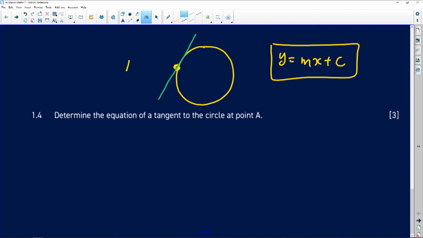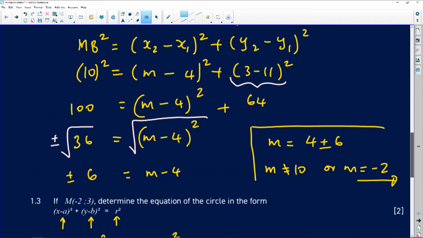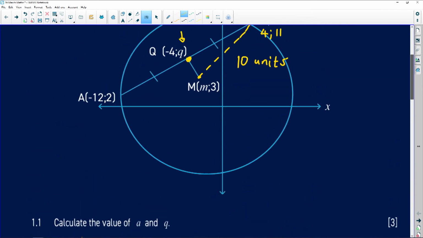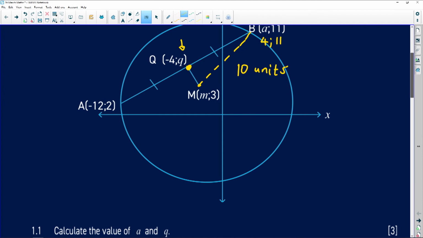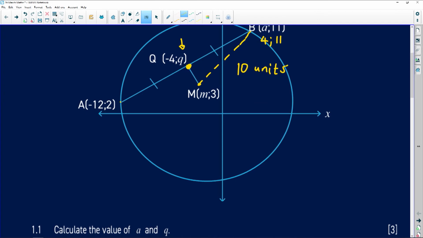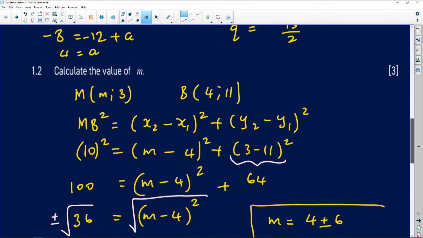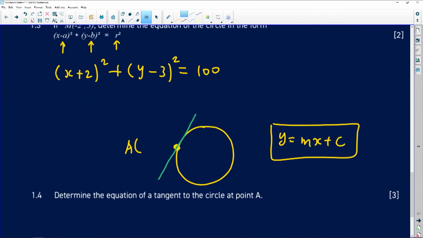We know that point A here has very nice coordinates. So let me go back up and check what were the coordinates of point A according to the question. It was -12 and that particular point, which is 2. So we are looking for the equation of the tangent at that point there, -12 and 2. That's what we know. So I'm going to write that as the coordinates of A, -12 and 2. And then we've got a center there. This center, we know the coordinates now are -2 and 3, right?